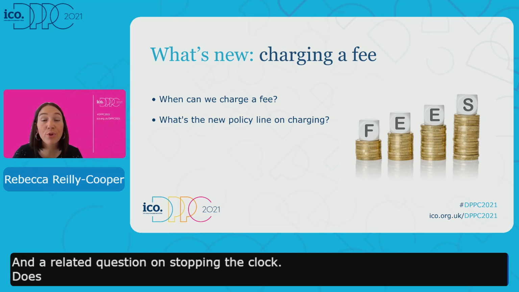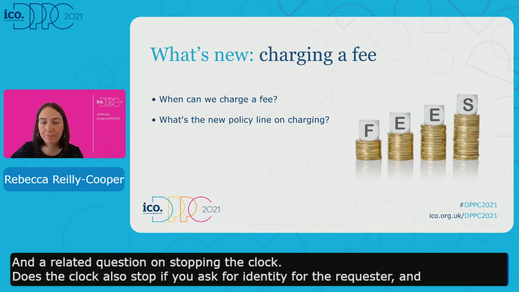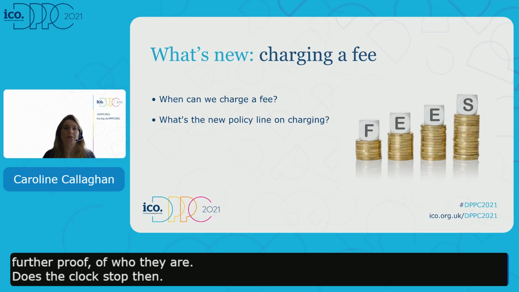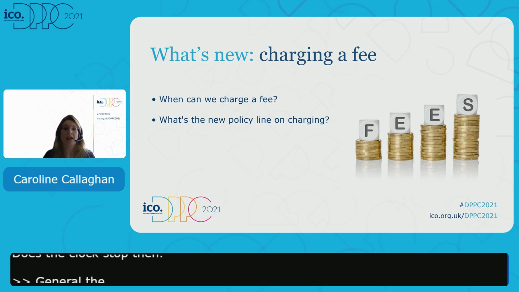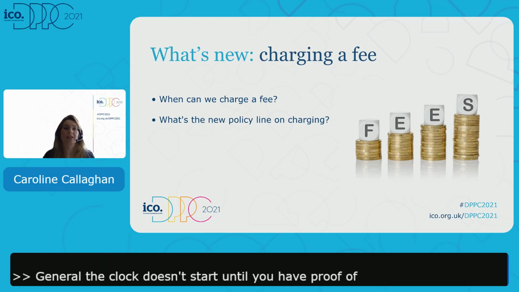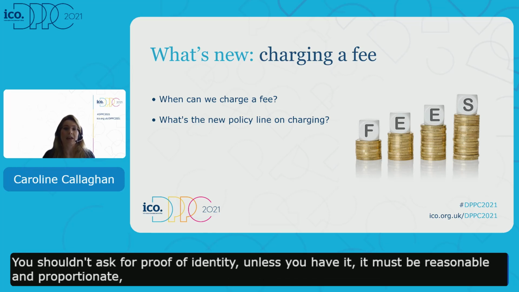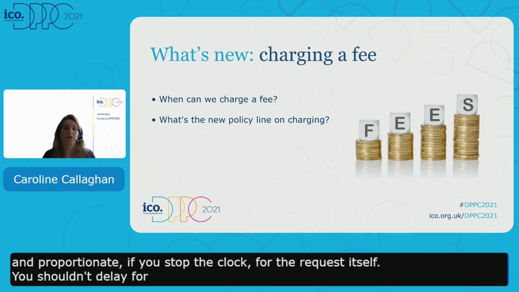So if you need further proof that they are who they say they are, does the clock stop then? Well, generally the clock doesn't start until you've got proof of the individual's identity, but in general you shouldn't really be asking for proof of identity unless you actually need it, and it needs to be reasonable and proportionate. Obviously, if you're stopping the clock to ask for clarification about the request itself, you shouldn't delay asking for proof of ID. It's important that you don't delay responding to the request.